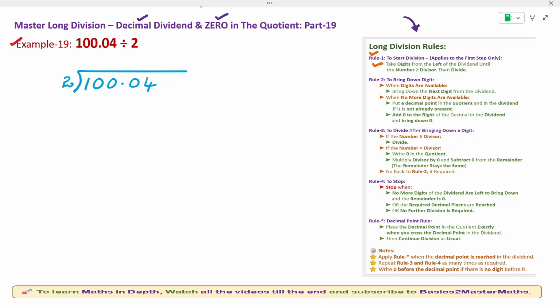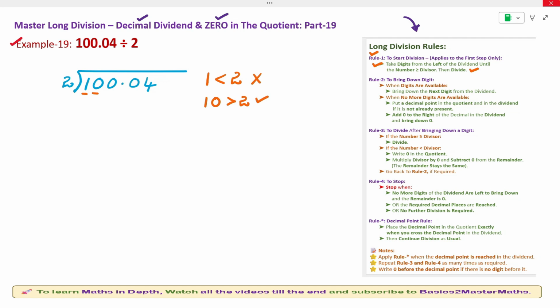Take the digits from the left of the dividend until the number is greater than or equal to the divisor. Then divide. In this case, the leftmost digit of the dividend is 1, which is less than the divisor 2. So, division is not possible. As per rule 1, consider the next digit also. Now, the number becomes 10, which is greater than the divisor 2.